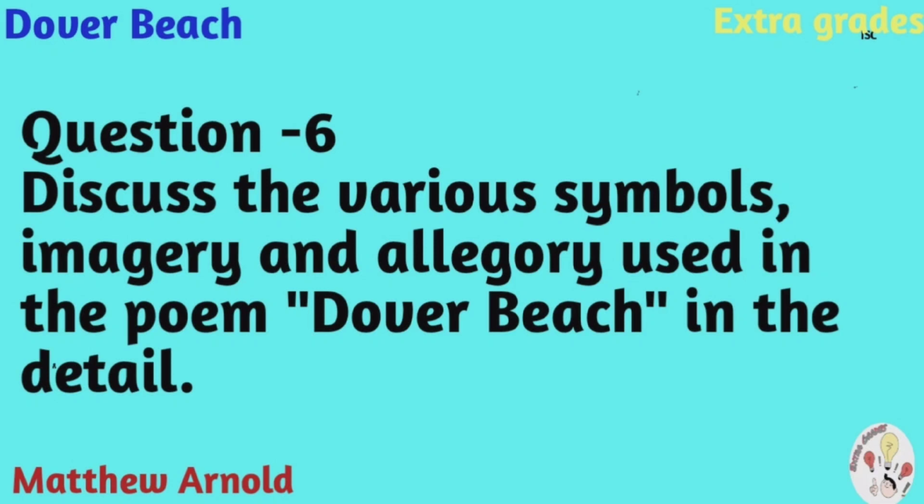In the poem Dover Beach, Matthew Arnold has made an extensive use of symbols and imagery to add the naturalistic effect in the poem, along with their thematic significance to make the message clear to the readers. So we are going to study each symbol in detail. First symbol is the sea.